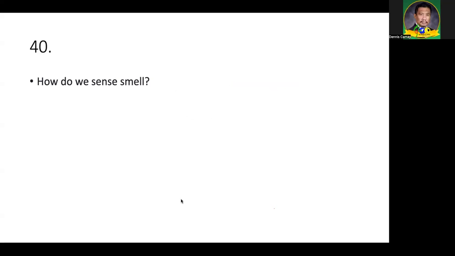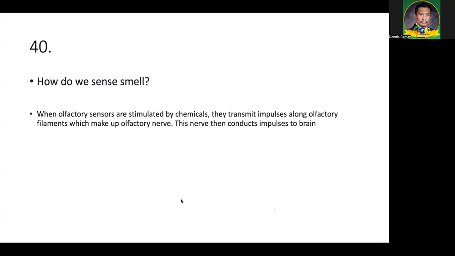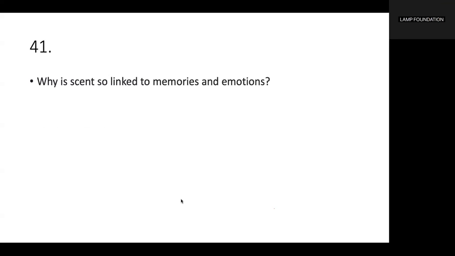When olfactory sensors are stimulated by chemicals, they transmit impulses along olfactory filaments, which make up the olfactory nerve. These nerves then conduct impulses to the brain. Why is scent so linked to memories and emotions? Because olfactory pathways are closely tied to the limbic system, the emotional part of the brain.